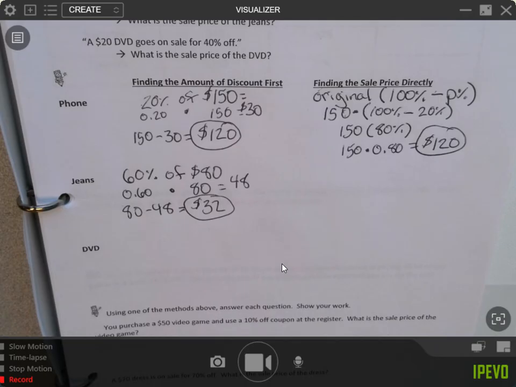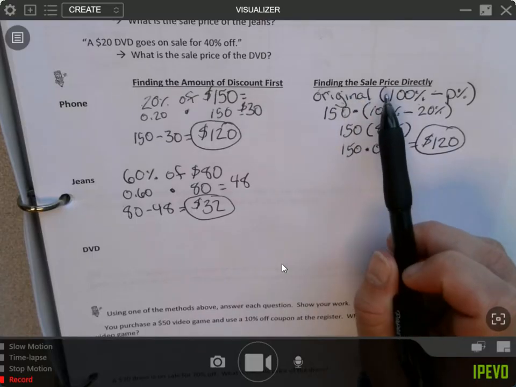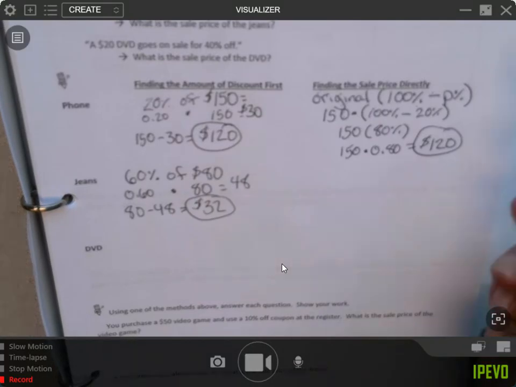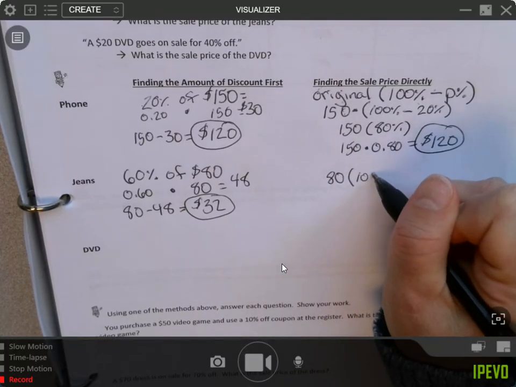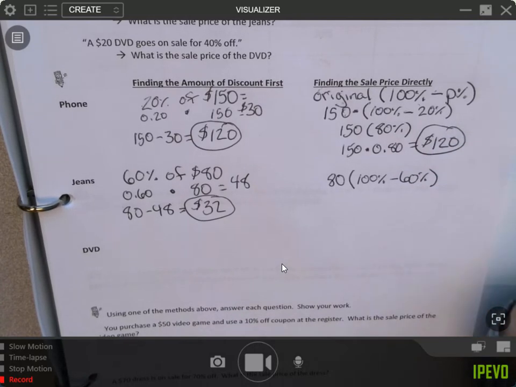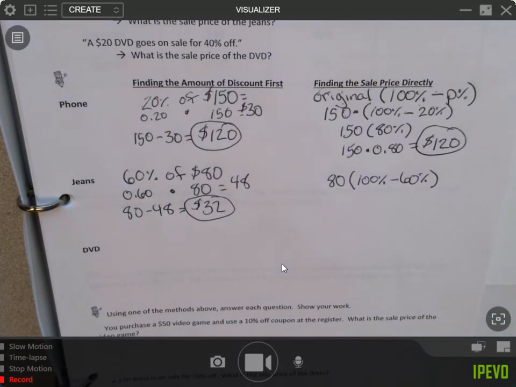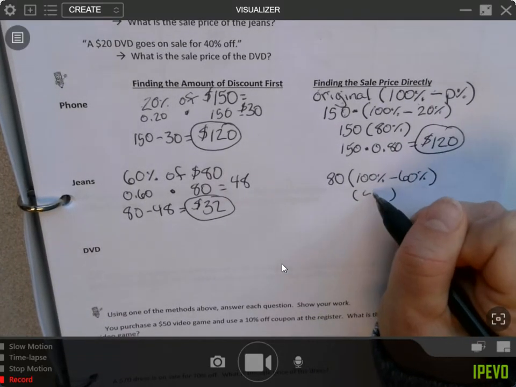So let's look at using our formula, original times in parentheses 100 minus that percent. So our original price was 80. In parentheses, we'll put 100% minus 60%. What's my next step? What's the first thing I do? Adeline? Subtract, because it's inside the parentheses. So inside those parentheses, 100 minus 60 gives me 40%.